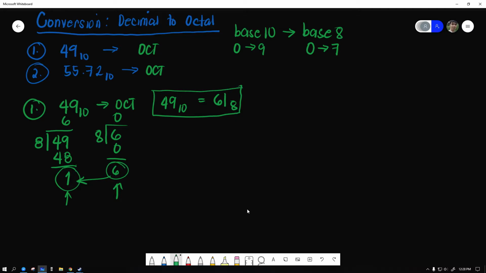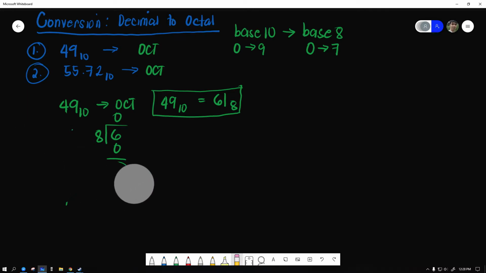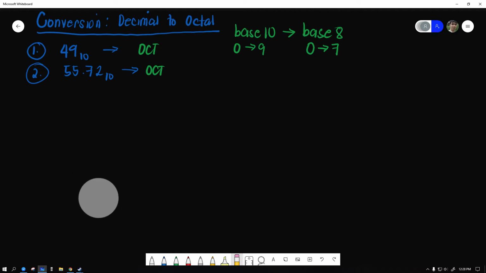How about number 2? A decimal number with a fraction part. Same as what we do in binary, you separate the fraction part and the integer part. So number 2, 55.72 base 10 to octal. You need to separate the integer part and the fraction part.